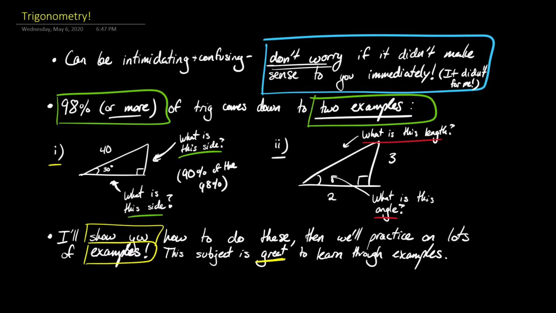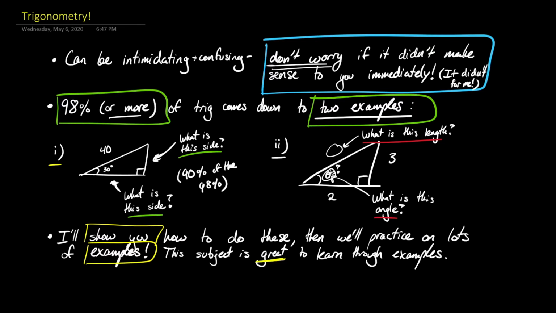The second example case is you're given the length of the two non-hypotenuse sides, so in this case 2 and 3, and you're asked to find the length of the hypotenuse, which you can actually just do the Pythagorean theorem for, so that's not really trig. But finding this angle right here, theta, that's something that you're going to need to use trig for. So we're going to cover that example in detail as well.